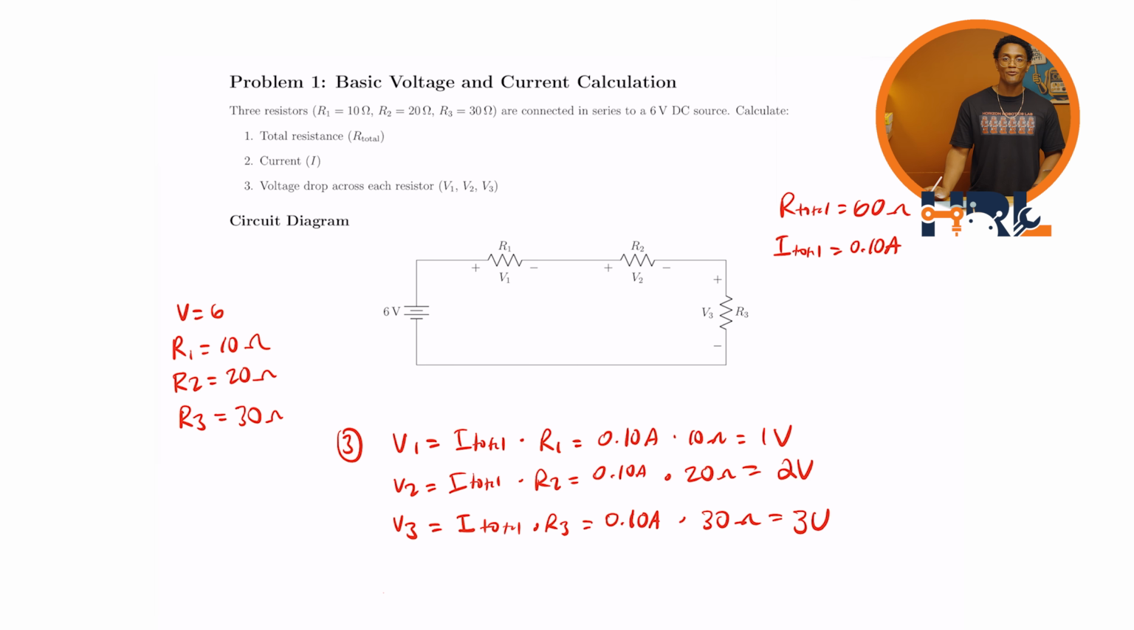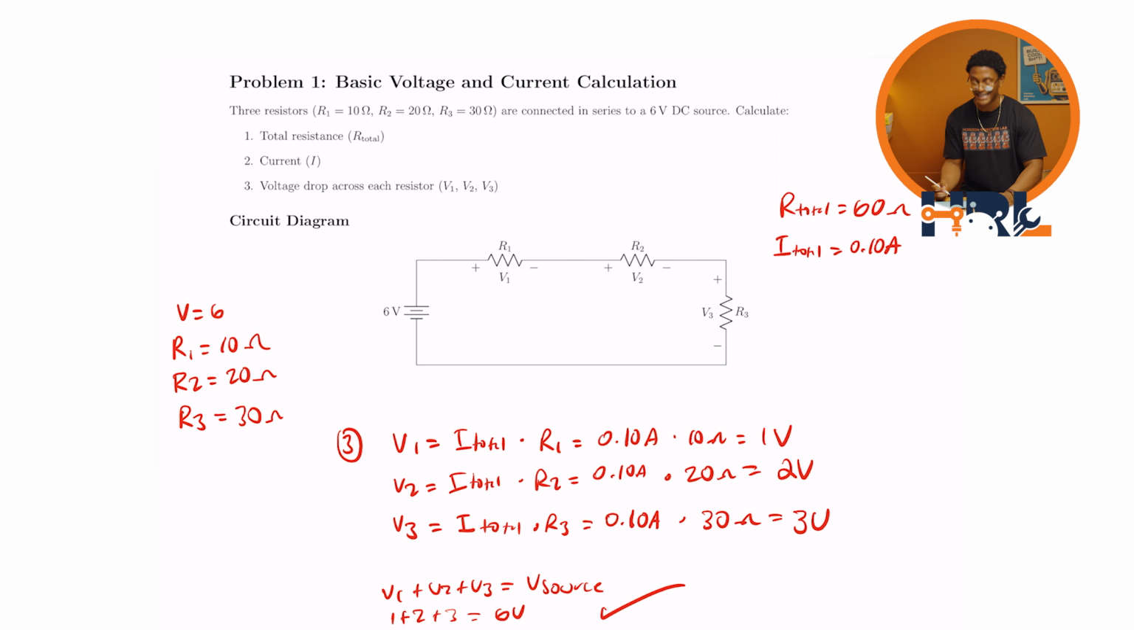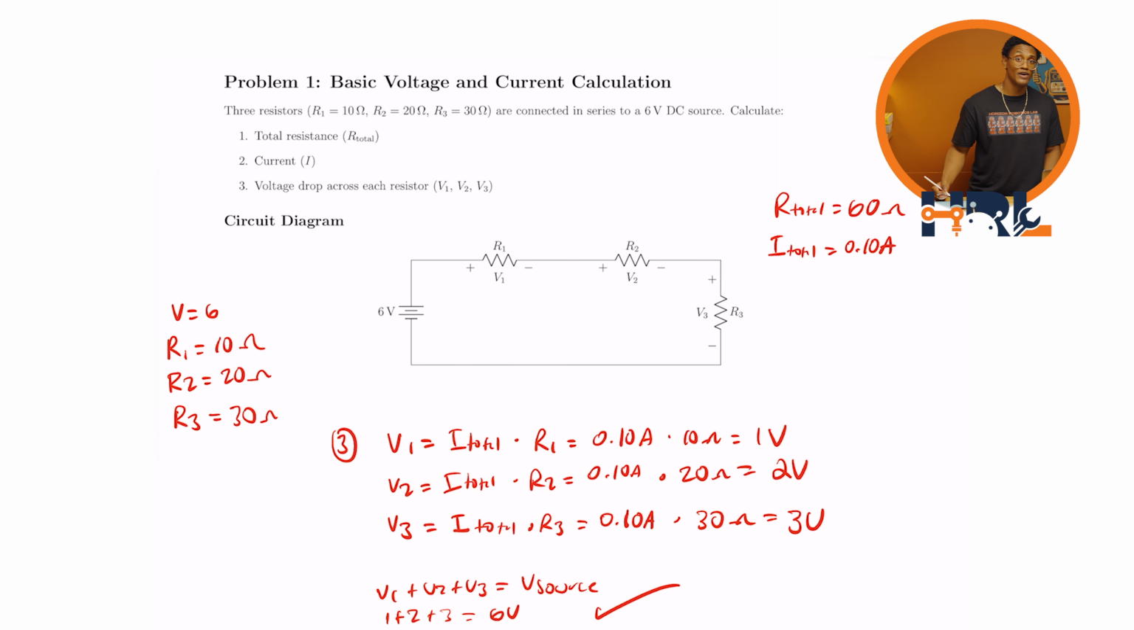And to make sure that we did everything right in this problem, if we sum up the voltages through every resistor, it should sum up to the voltage of the source. So if we add V1 plus V2 plus V3, it should be equal to V source. And in this example, we have 1 plus 2 plus 3, and is that equal to 6 volts? Yes, it is. 3 plus 2 is 5, plus 1 is 6. 6 equals 6, so everything checks out.